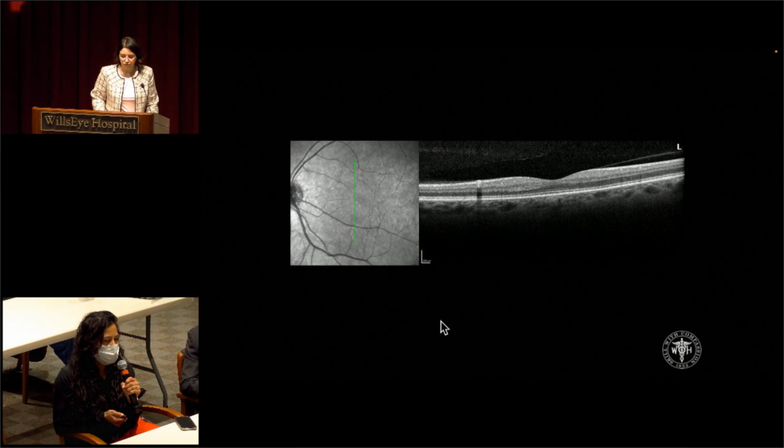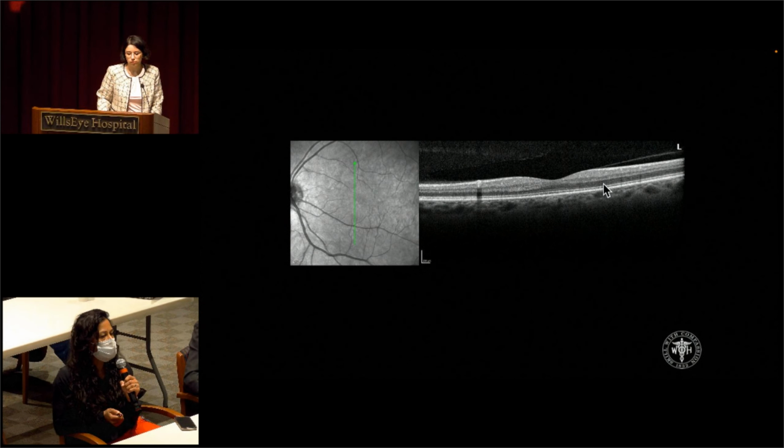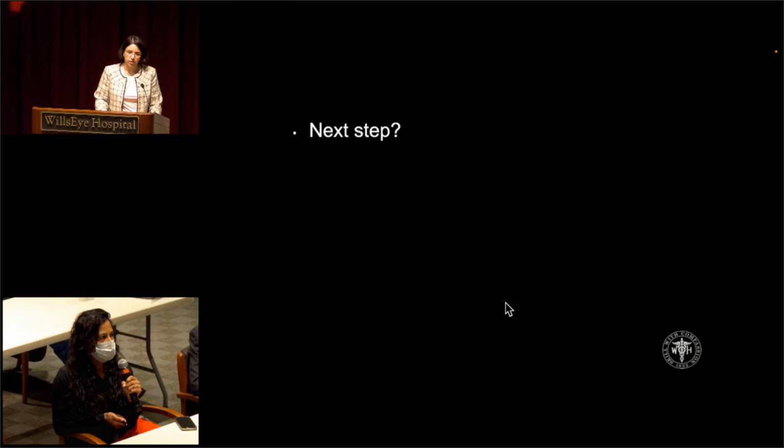And then here we have a vertical cut of the left eye. Looks normal. Vitreous is clear. We can see the hyaloid down, good inner and outer retinal laminations, and choroid looks normal. So what's your next step?